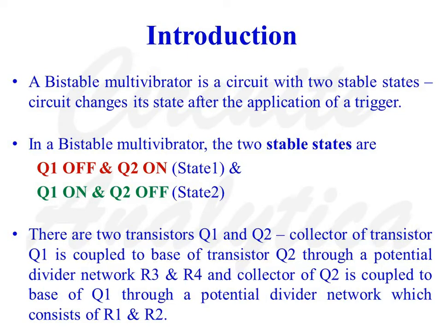There are two transistors Q1 and Q2. Collector of transistor Q1 is coupled to the base of transistor Q2 through a potential divider network which consists of resistors R3 and R4, and collector of transistor Q2 is coupled to the base of transistor Q1 through a potential divider network which consists of resistors R1 and R2.